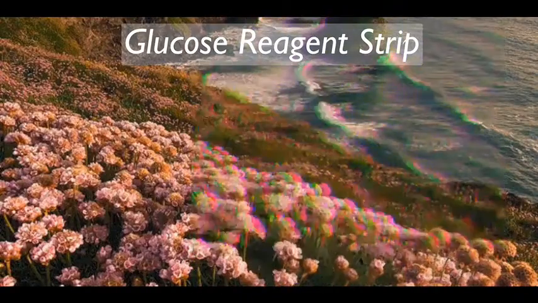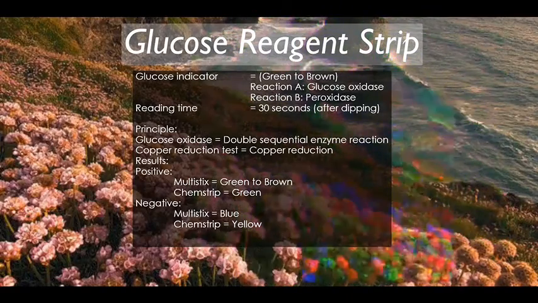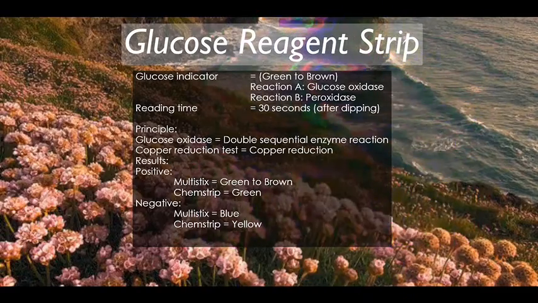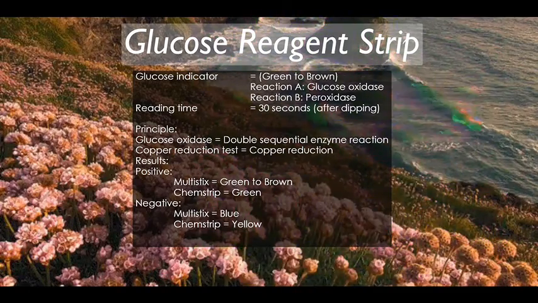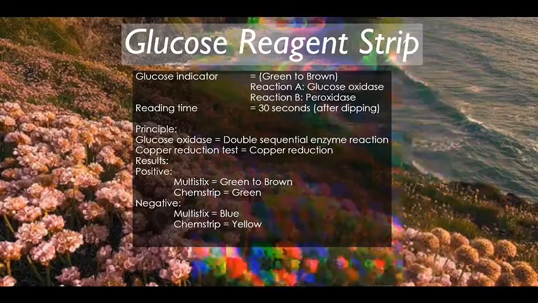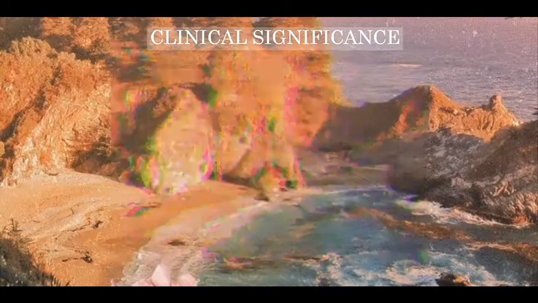Here we have the reagent strip for glucose. The glucose indicator in reaction A is glucose oxidase and in reaction B is peroxidase. The color changes correspond to the specimen's amount of glucose at the reading time of 30 seconds after dipping. Its principle in glucose oxidase is a double sequential enzyme reaction, and in the copper reduction test is copper reduction. The positive result is green to brown and the negative result is blue. And here is the clinical significance.